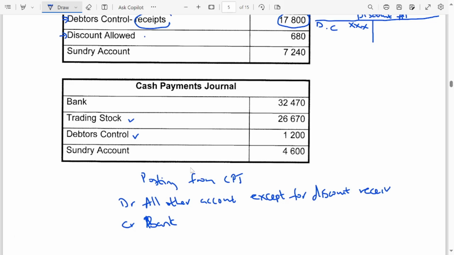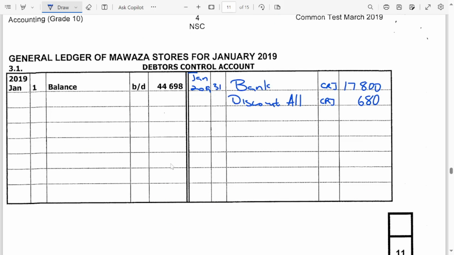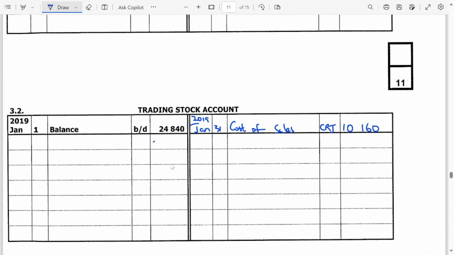So it means that when we are posting, the trading stock will be debited with 26,670. So what happens here? It means that here the business was buying the trading stock for cash. So the trading stock is increasing on the debit side with 26,670. So it's CPJ, increasing with the bank account. So this is on 1 January 2019.